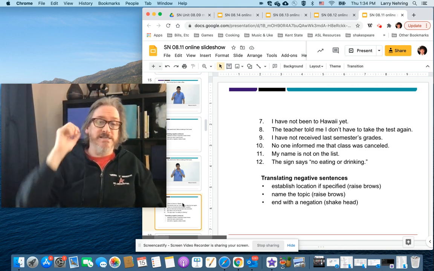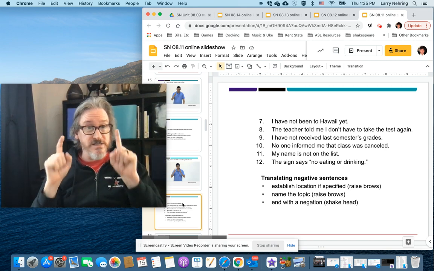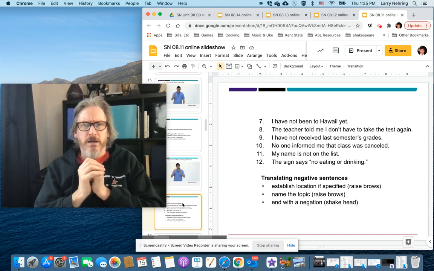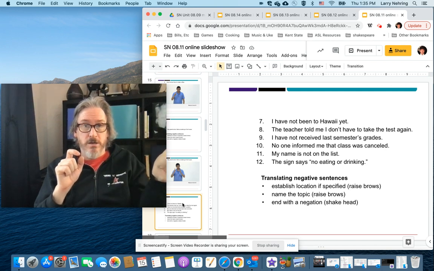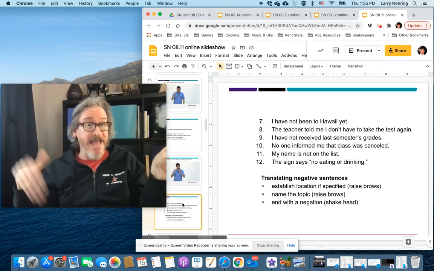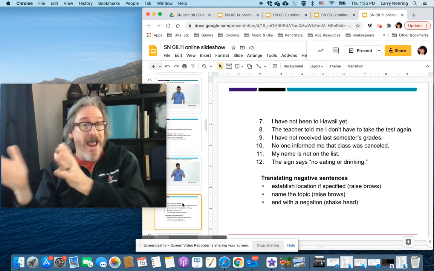The sentences in the second half are a little bit more complicated. So you kind of have to stop and think, all right, I've not been to Hawaii yet. So the location is Hawaii. The negative is not yet, right? So we go back to incorporating the negative signs for have, right?